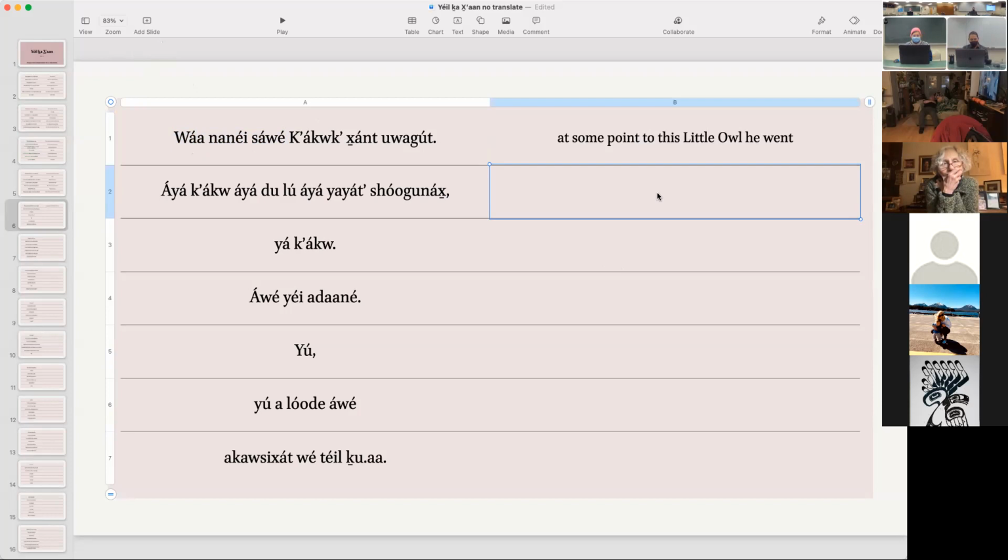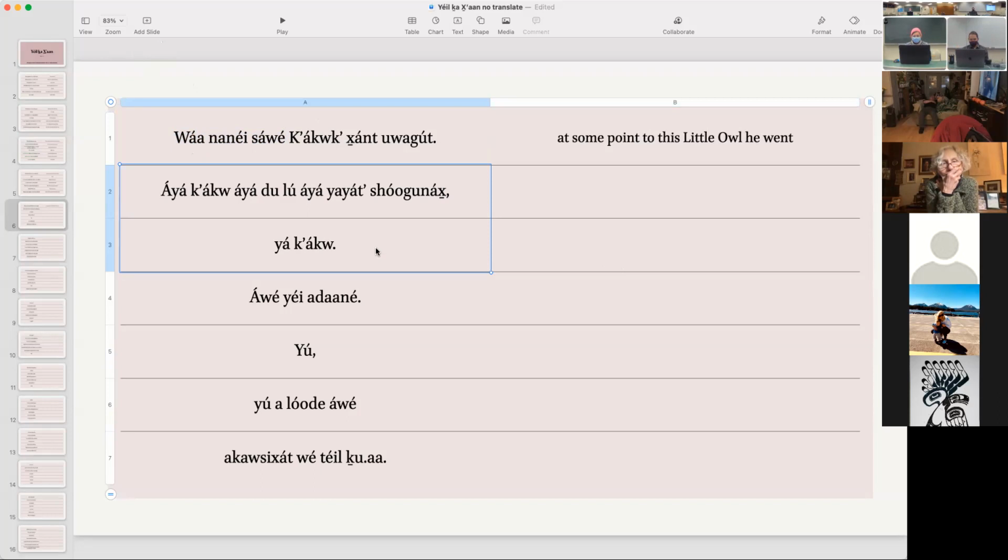Here's the next sentence, lines 2 and 3 on this slide. Can I get a reader?